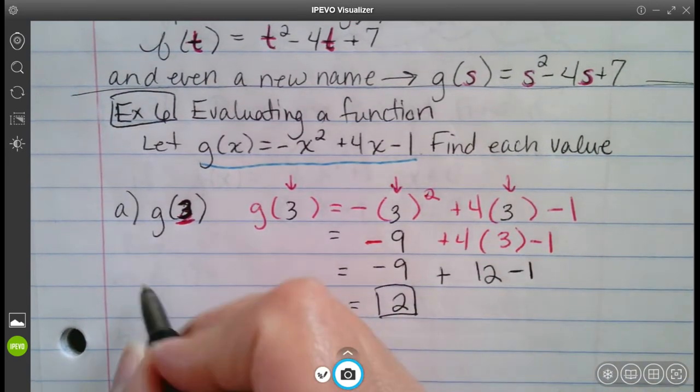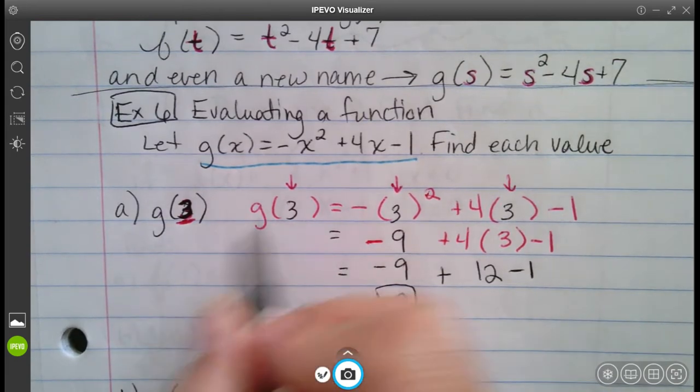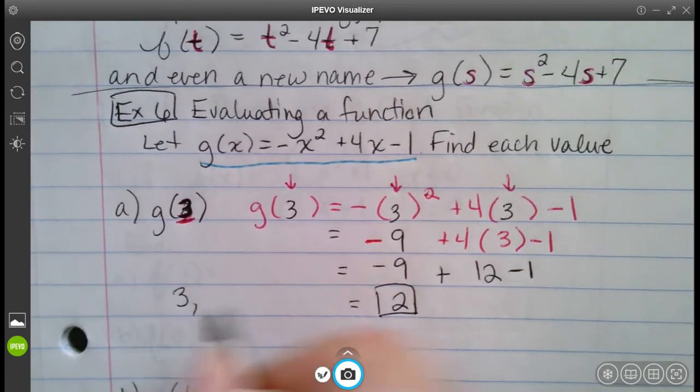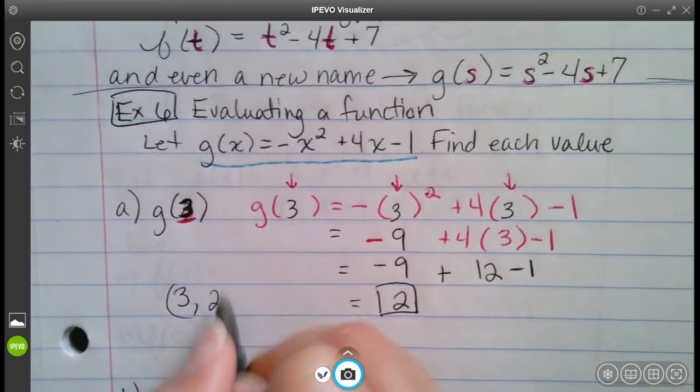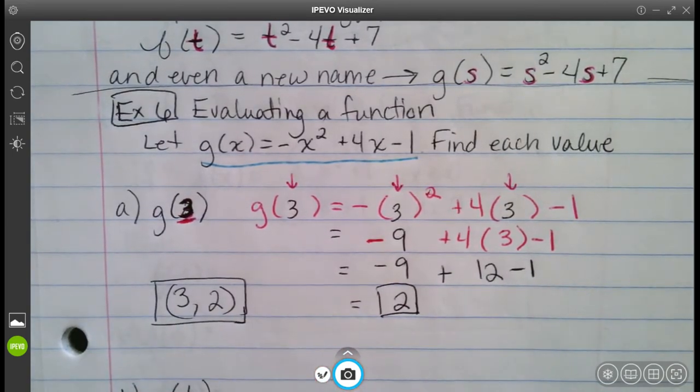Okay. And as a point, if I wanted to plot this point on the graph, I could say that the answer is going to be this 3. So 3, comma 2, as an ordered pair. Okay.